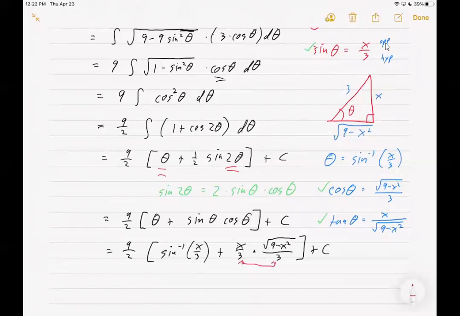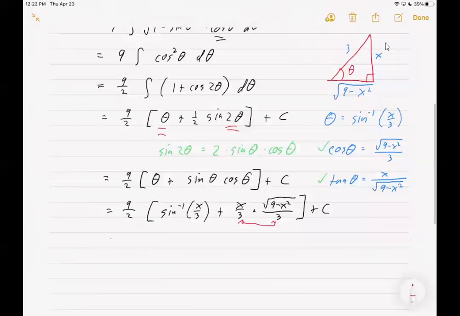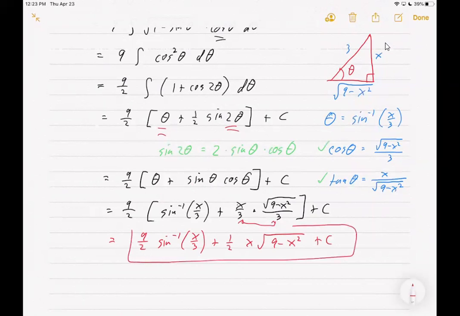To do that, we could distribute the 9/2, and we would probably get a slightly better looking answer. Let me just do that. So if we distribute the 9/2 and we simplify, we'll have 9/2 of the inverse sine of x over 3 plus the 9's will cancel, so we'll have 1/2 x times the square root of 9 minus x squared plus c. So that is actually the antiderivative in terms of x, which you would be required to do.